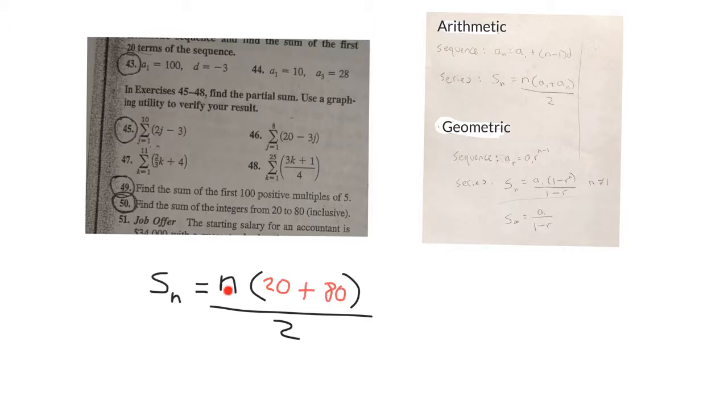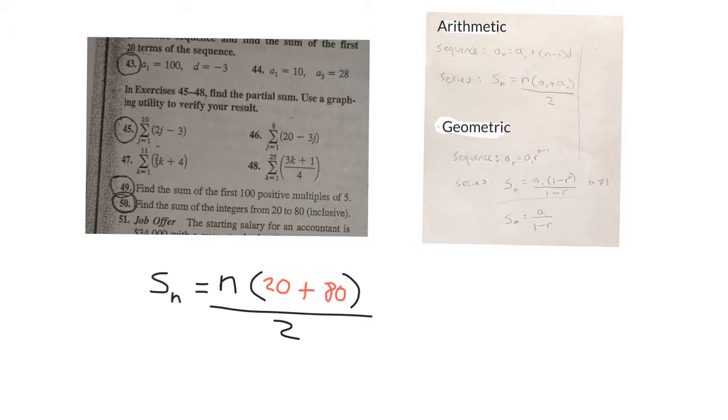So now the only question is, what's n? And n is the number of terms that you're adding together. Okay, that's the sort of key insight. N is the number of terms that you're adding together. And the question is, from 20 to 80 inclusive, how many terms is that? That's kind of an interesting question, right?